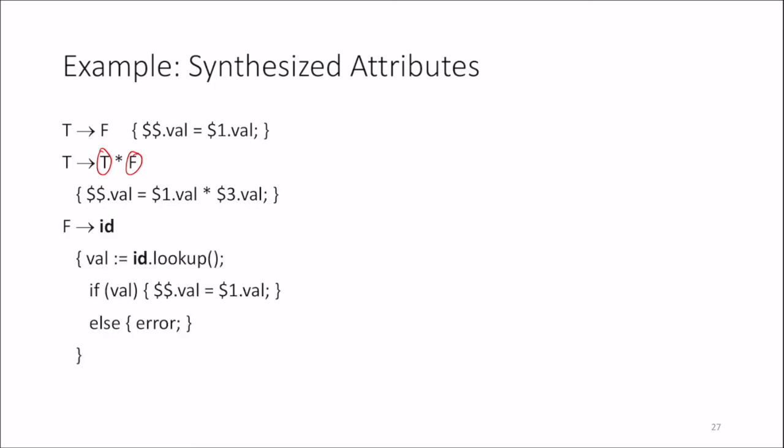F goes to ID. It looks up in the symbol table what is the value for this identifier, and if it exists, it provides a value to the left-hand side, which is F, and if it doesn't exist, it throws an error. Finally, if I have a parenthesis, I will take this value here and pass it to its parent, which is this action over here. As you can see, every single case is a synthesized attribute. It's always flowing from the right-hand side of the rule to the left-hand side.